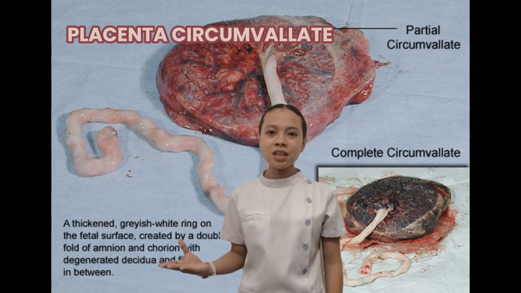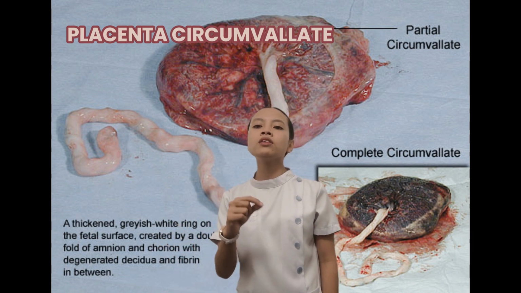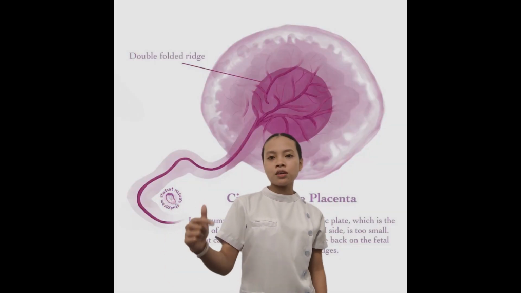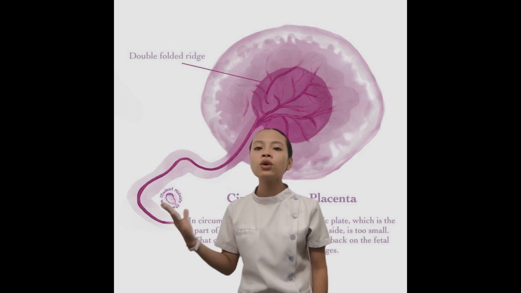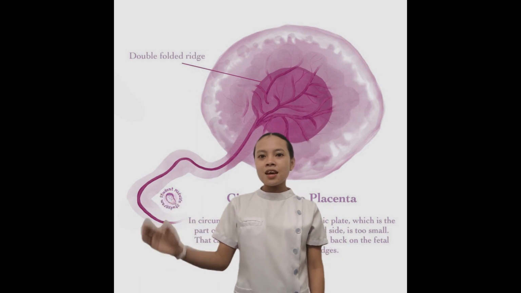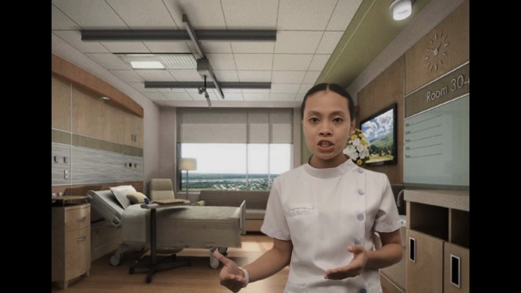In this condition, the amniotic membrane extends beyond the normal insertion point on the placenta, creating a circumferential fold or ridge around its edges. This results in a double-folded appearance of the fetal membranes, as you can see above. This condition is typically identified through ultrasound during routine prenatal examinations.